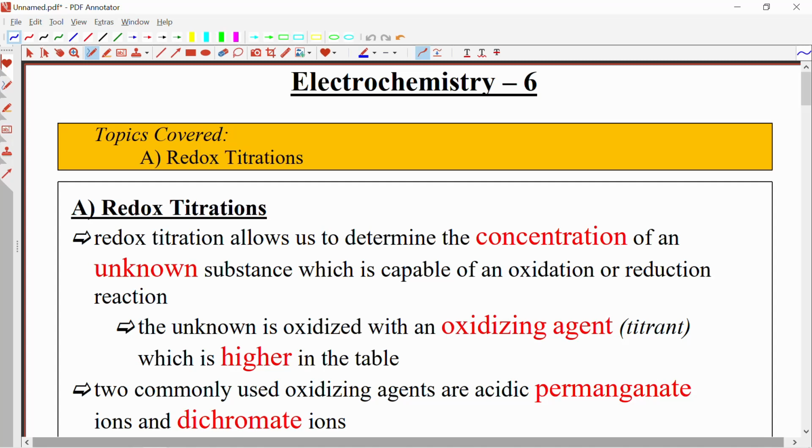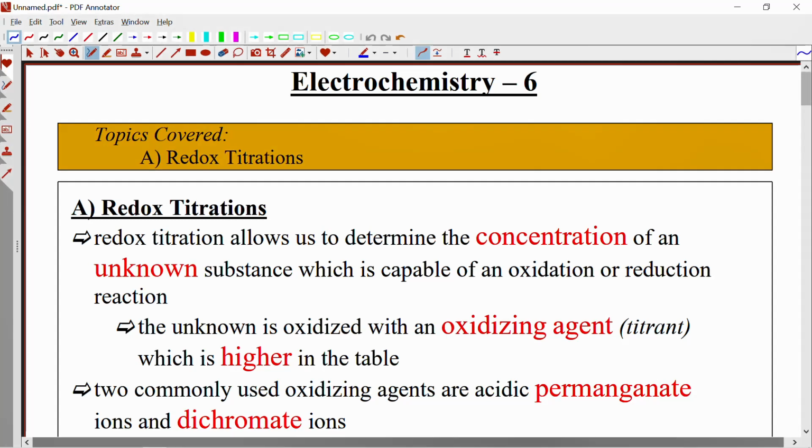So, redox titrations. A redox titration allows us to determine the concentration of an unknown substance. That's what we know titrations to be, right? We've done acid-base titrations. The whole idea of an acid-base titration is to get the concentration or the molarity of an acid. But in this situation, we're going to get the concentration of a substance which is capable of oxidation or reduction. Now, the unknown is oxidized with an oxidizing agent.